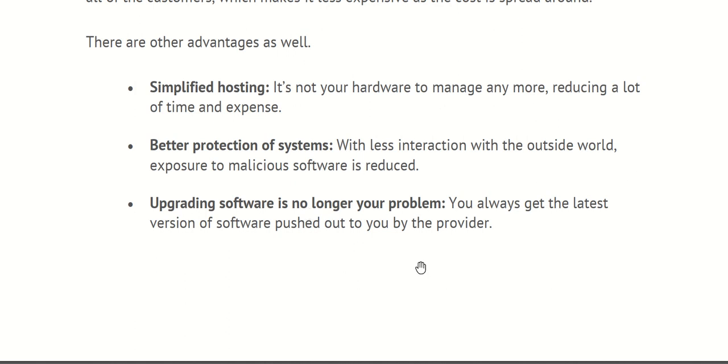Yes, upgrading software is no longer my problem. Yes, the service provider will take care of everything. Why should I worry? It's his responsibility to protect the system. It's his responsibility to upgrade the software on time without hampering any client applications or client businesses, I can say.